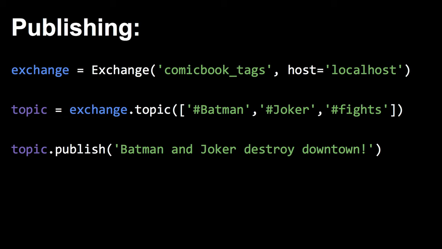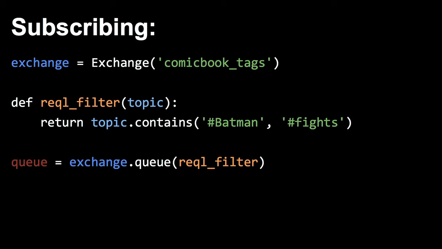Okay. So subscribing is pretty much just as easy. You create an exchange. And then you create a ReQL filter. So this is a ReQL function. In ReQL, you can use lambdas or functions to filter documents. So in this case, we just say that the topic has to contain Batman and fights. And then we create a queue, and that basically is kind of what Slava was showing earlier with the change feed. It sits there and waits for messages about Batman and fights to show up, and then allows you to listen on. So in this case, we do queue.subscription and print out any tags and news. So the topic would come through, and then this would be the body, and we print it out. So that's the basic idea of the library.